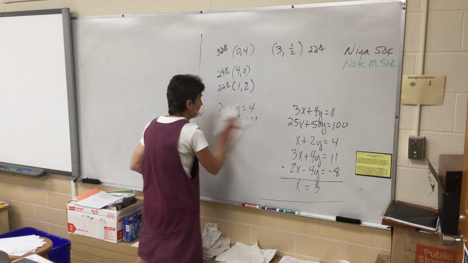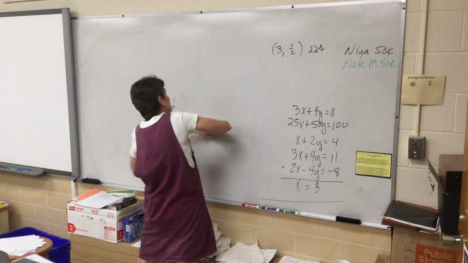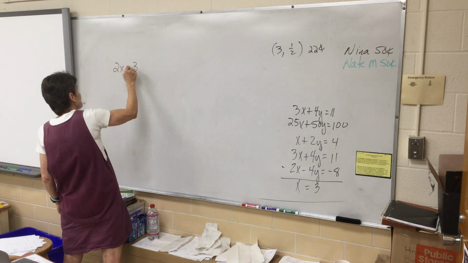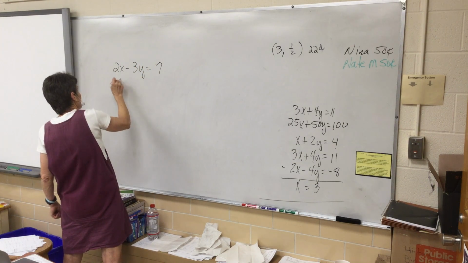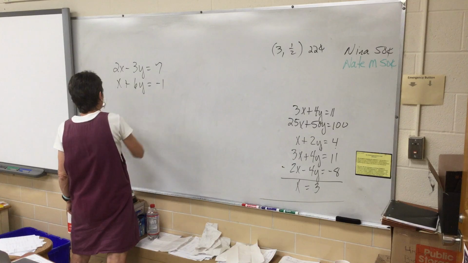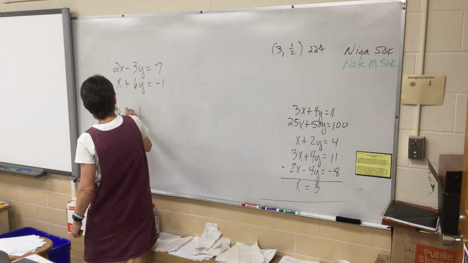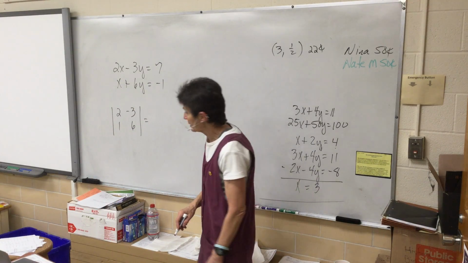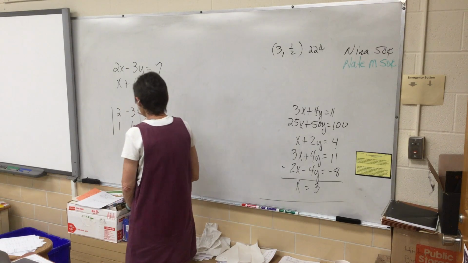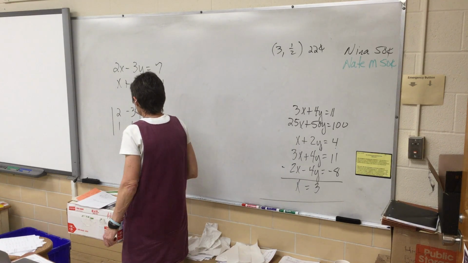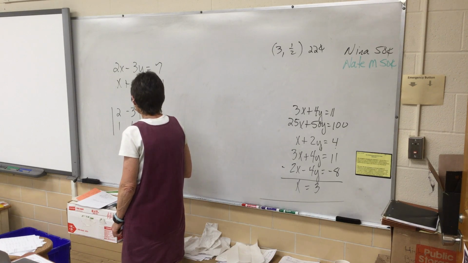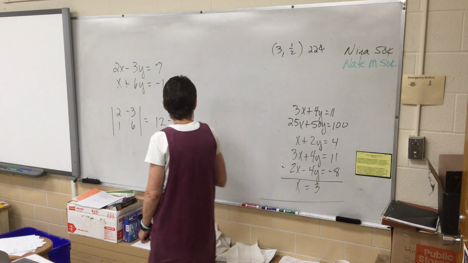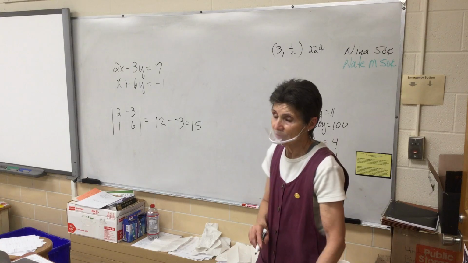First of all, I find the determinant of the coefficients. So whatever the coefficients are in the equation, I build that determinant. So 2x minus 3y equals 7, and x plus 6y equals -1. So the first thing I do is build a determinant of the coefficients. And then I evaluate that determinant. So how do you evaluate that determinant? You go 2 times 6, so I have a 12, minus -3, so that's gonna be a 15. So the value of that determinant is 15.